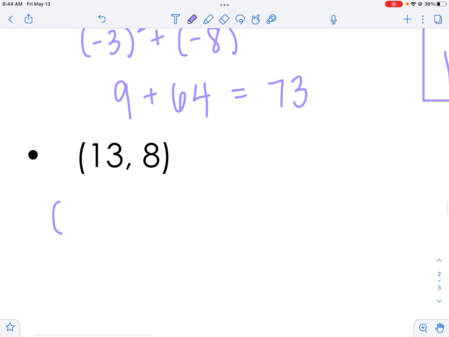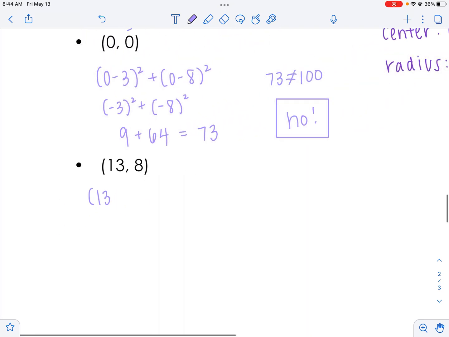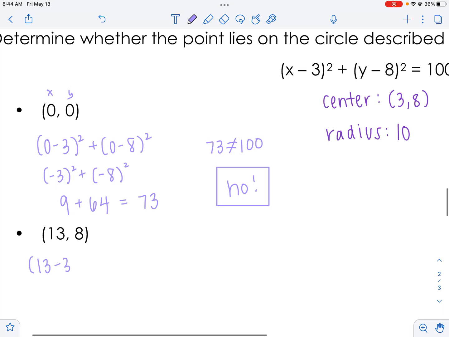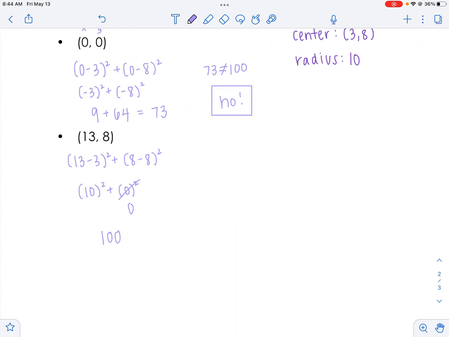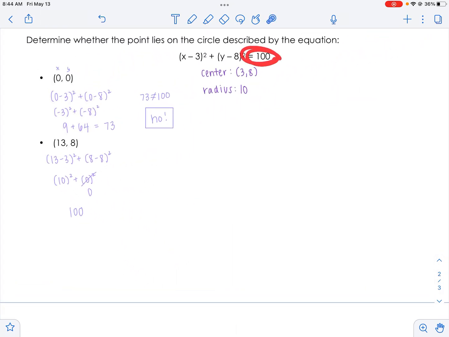So let's check this next one. So plugging it in, so instead of x minus 3, I'm going to say 13 minus 3 squared plus 8 minus 8 squared, and we're going to see what we get. So 13 minus 3 was 10, so 10 squared plus 8 minus 8 is 0, so 0 squared is just 0, and 10 squared is 100. Well, if it's on the circle, then we should get 100. So 100 does equal 100, which means that this point is on our graph.